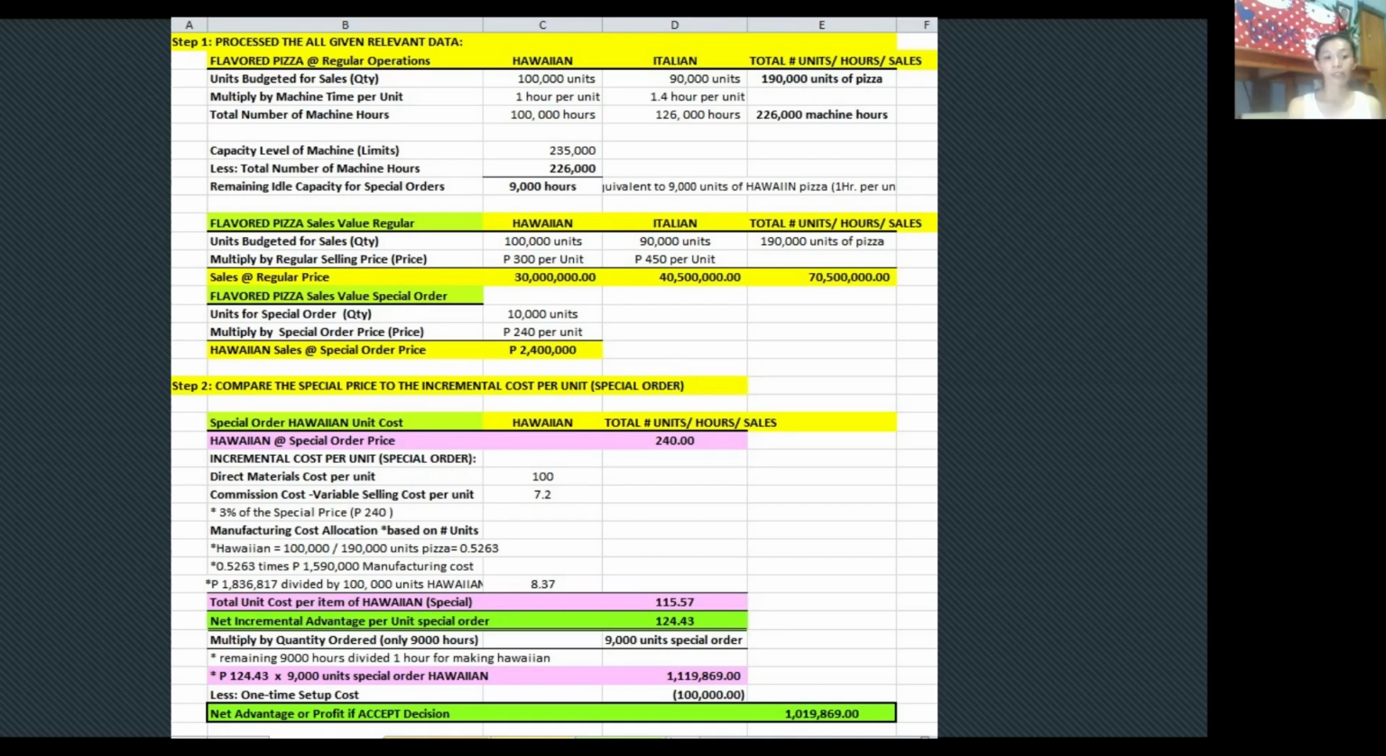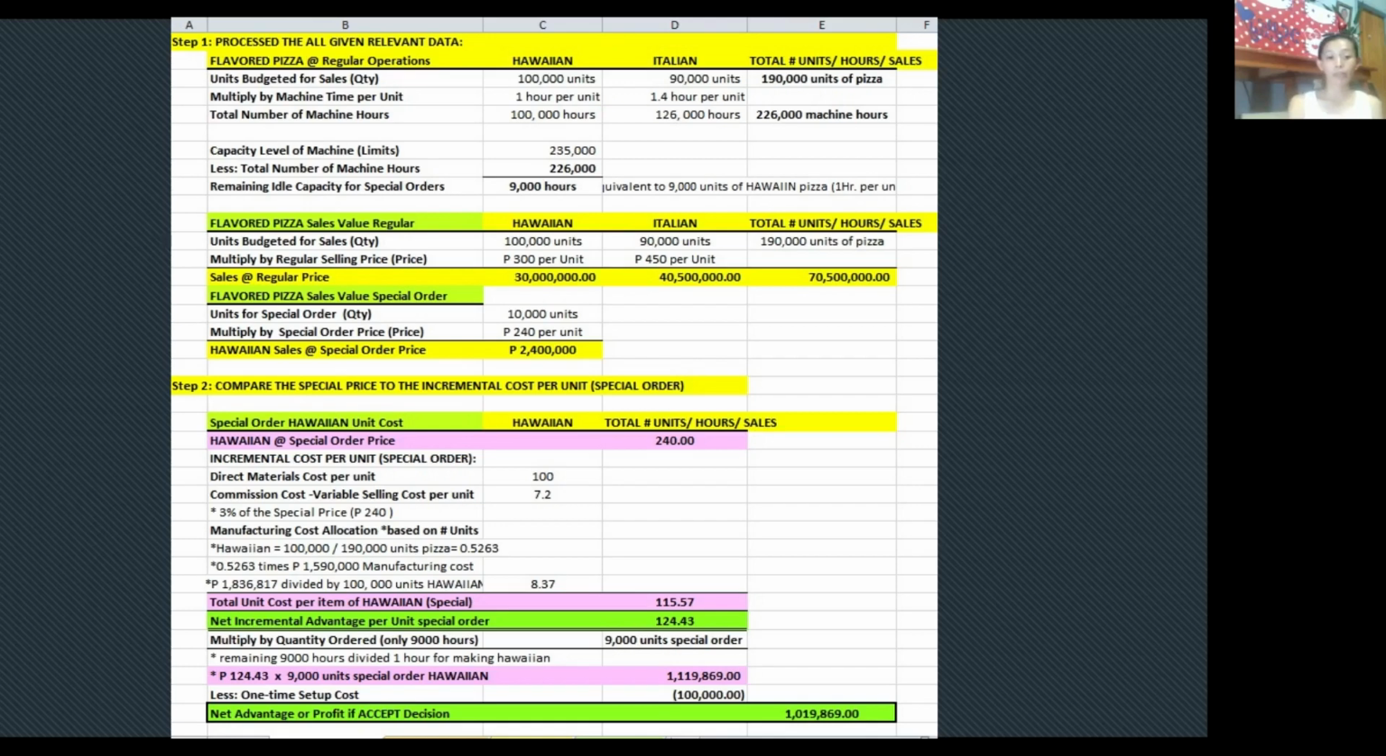here. In this section, we compute the regular sales of the normal operation. If we know that Hawaiian is 300 pesos per unit, then we expect a sale from Hawaiian at regular price, 300 per unit, of 30 million pesos. And if Italian is at 450 pesos per unit and we manufacture 90,000 units, then we come up with an expected sale of 40,500,000. So with a total of 70,500,000.